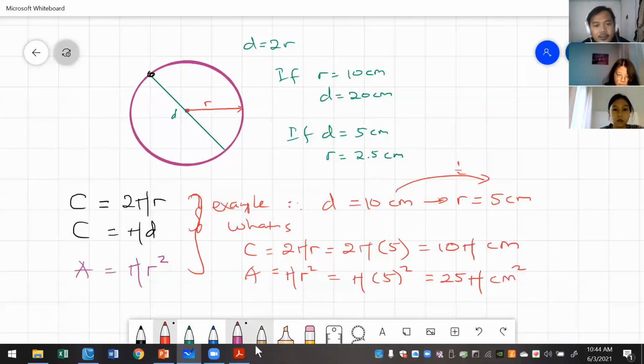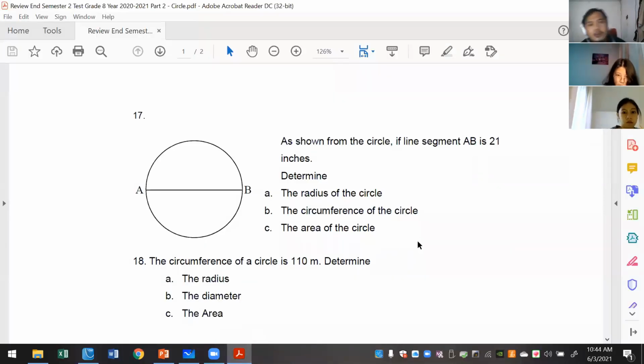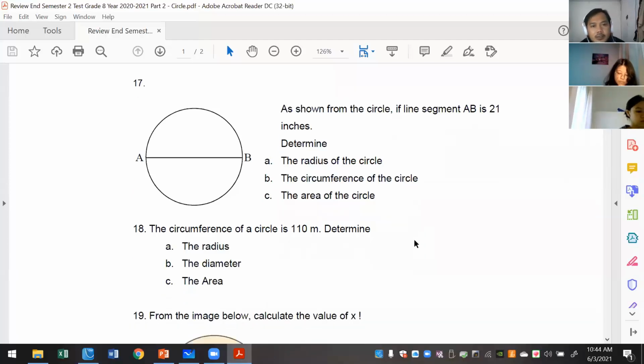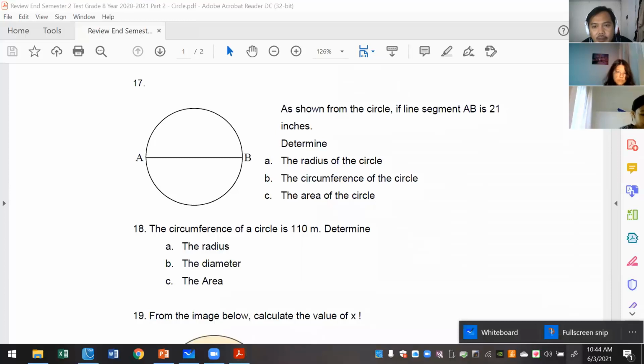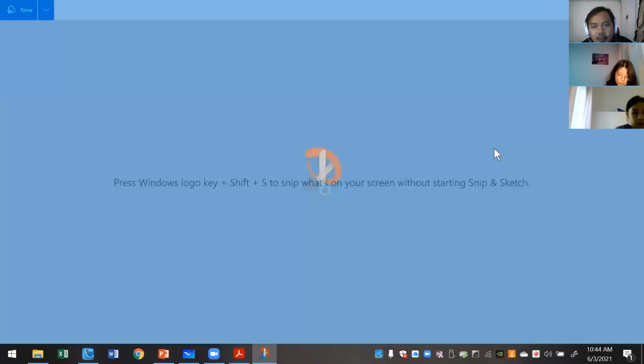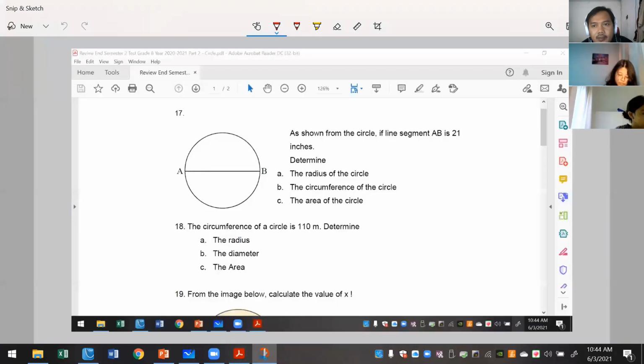And then let's go back to the topic here, guys. And here we go, this is the first question. As shown from the circle, if line segment AB is 21 inches, determine the radius of the circle. So the radius, remember that the line segment AB is the diameter, right?